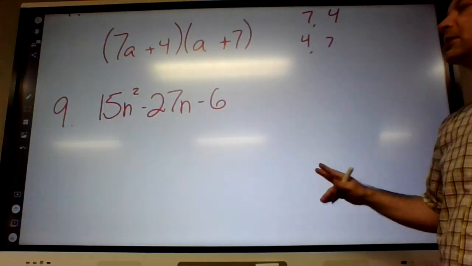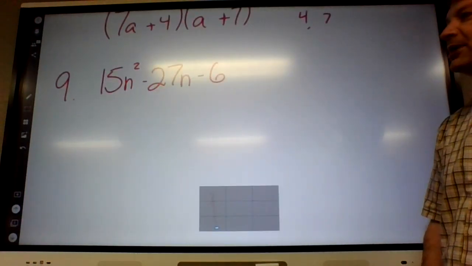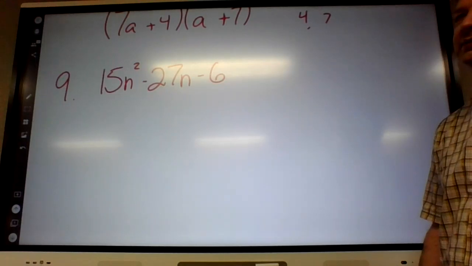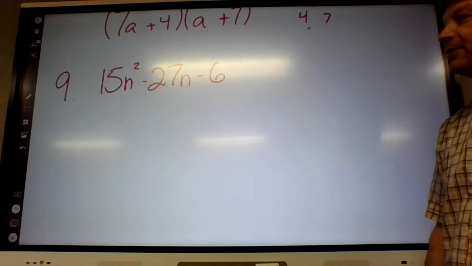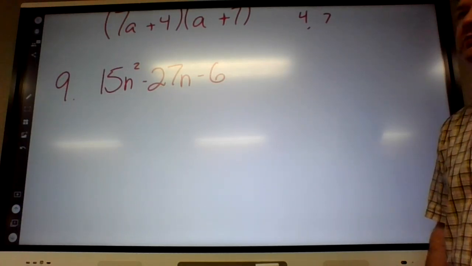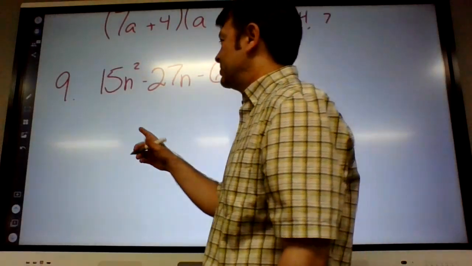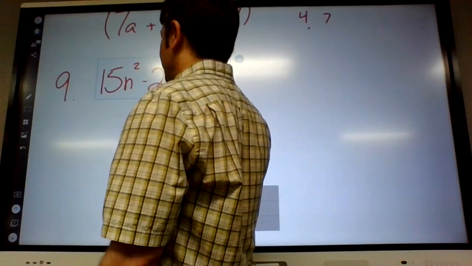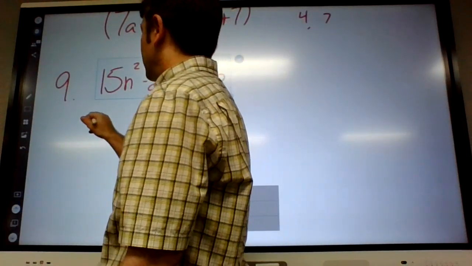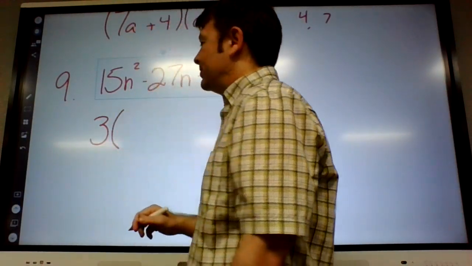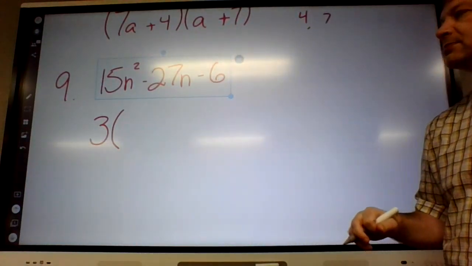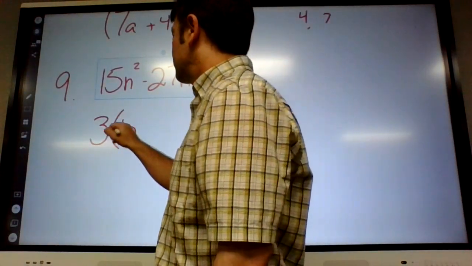Literally. Okay, you guys remember that hint I said on number 7? Take it out. What can we take out of this? I don't see it. A 3? Oh. You guys see? 15 and 6, 3 goes into that. Then we have to put 3 outside in front. Yeah, 3 goes out in front. So now it's 5.